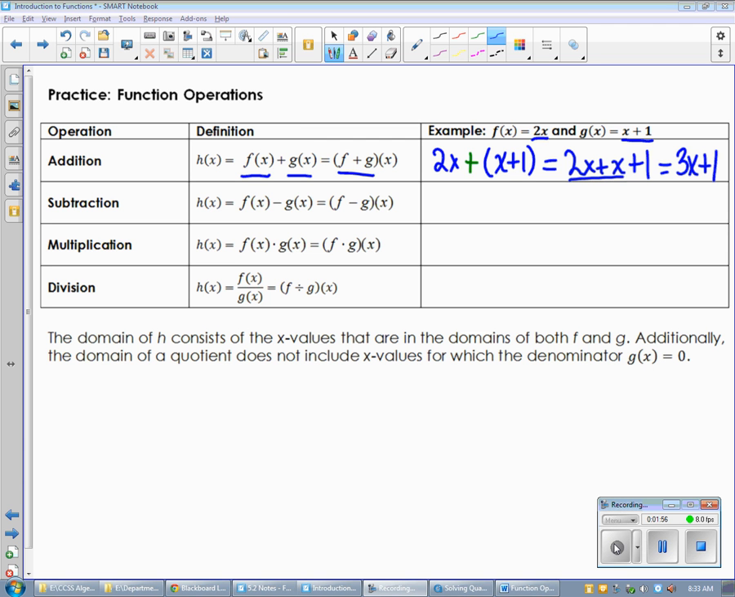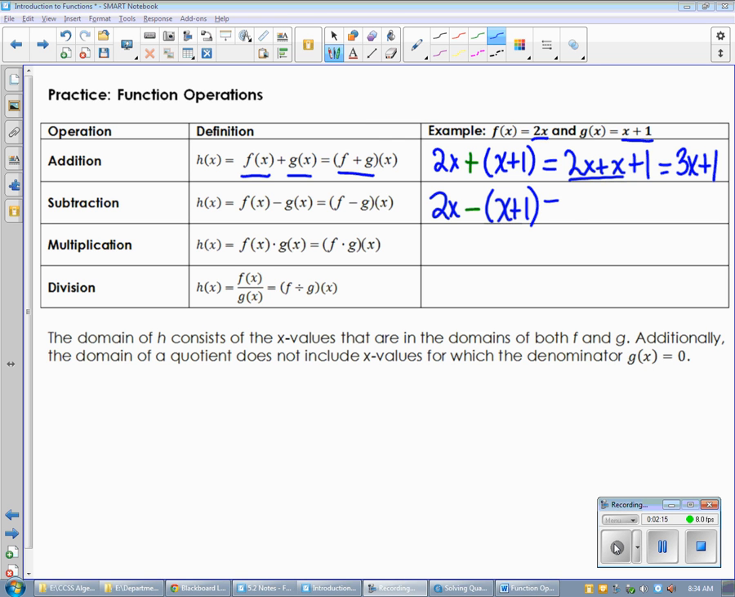I do have to be careful, though, with subtraction. So if I take my function f of x, and I want to subtract my function g of x, again, I'm subtracting the entire expression. And that expression, again, is x plus 1. And if I'm subtracting that expression, x plus 1, that means I'm subtracting everything within it.